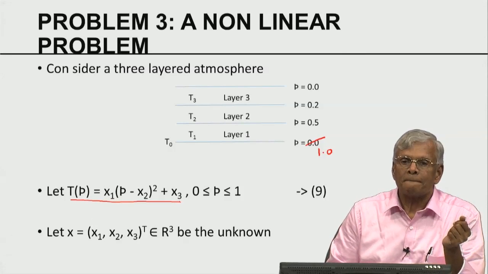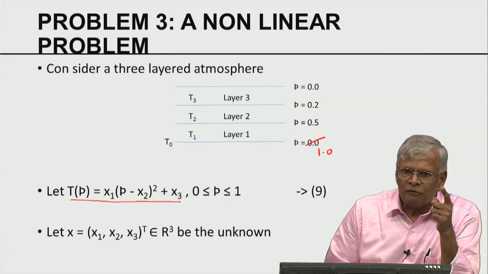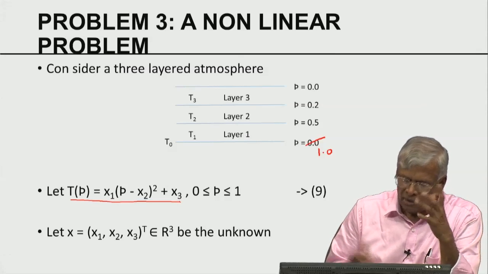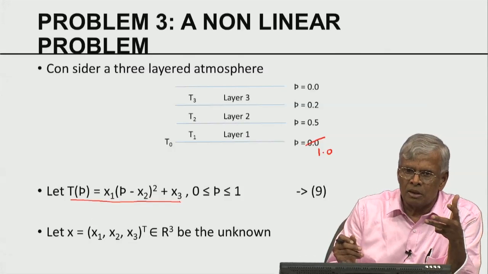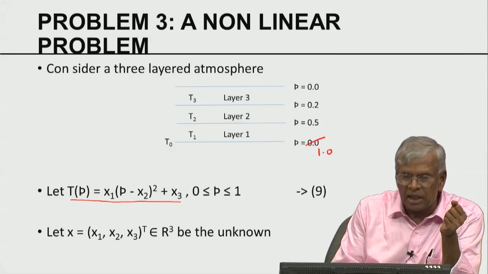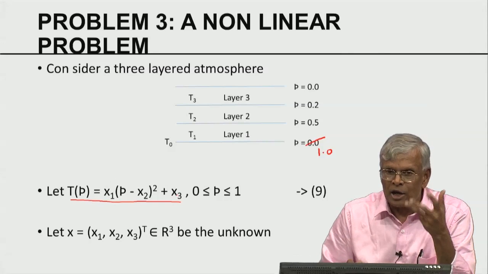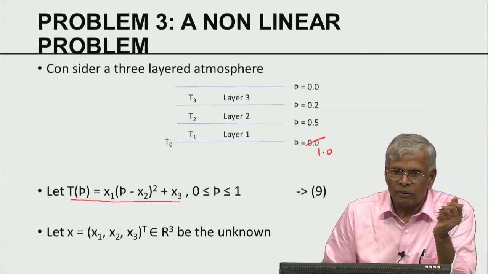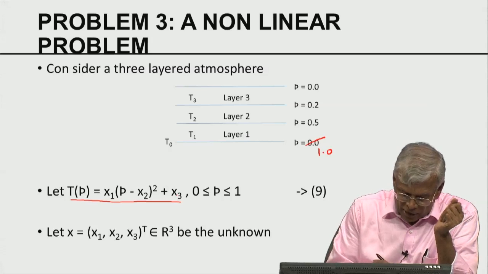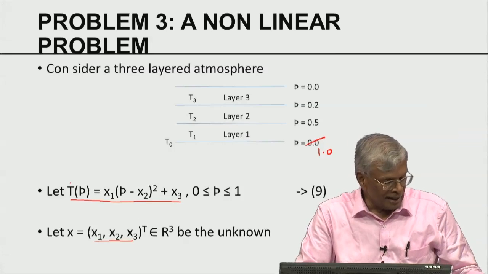Pressure decreases over three layers. Now, I am going to assume an empirical relation for the variation of temperature with pressure, a quadratic relation. The previous one was arrived at by a physical argument from radiation physics that gave us a linear problem. Now let us conjure up an atmosphere where the temperature at pressure P is given by this nonlinear function, where x1, x2, x3 are the unknowns and P is the known. So the unknowns are x1, x2, x3.